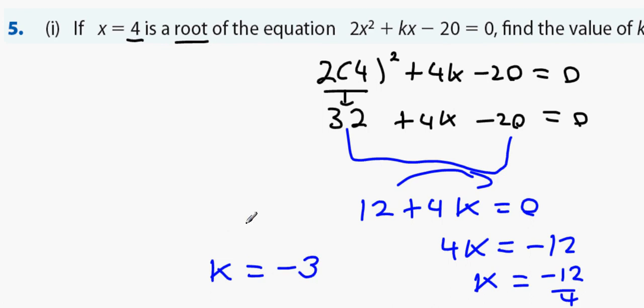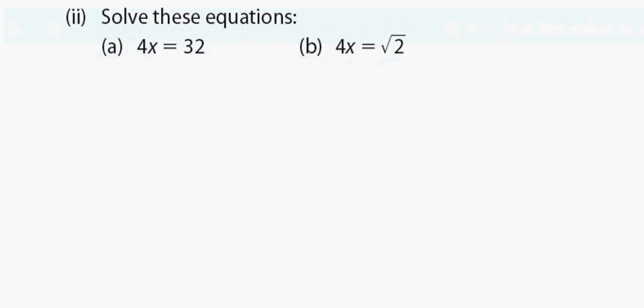Next one, solve these. This is very easy. This is just a cross multiplication scenario where we just want to get rid of the 4. So bring the 4 underneath. So x is going to be 32 over 4, and x is going to be equal to 8.